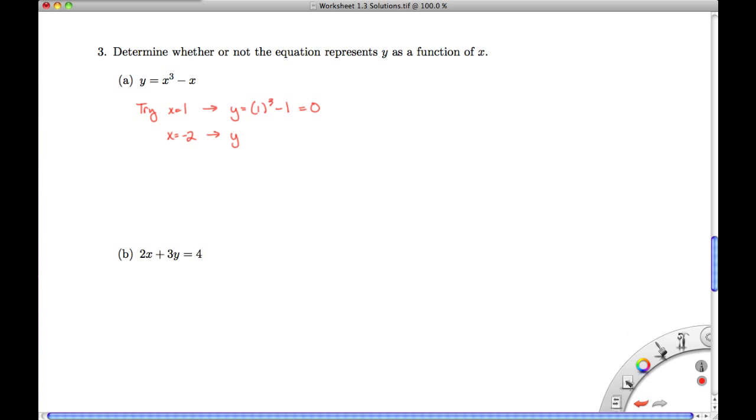If I plugged in x equals -2, and then we would subtract -2 from this, this would end up giving us -8, and then plus 2, which would give us -6. So again, by picking an x value and plugging it into the function, I only got back one y value. And we could see that that's going to work out. No matter what you pick for your x, you're only going to get one y value back from this. So because of that, we know that we have a function.